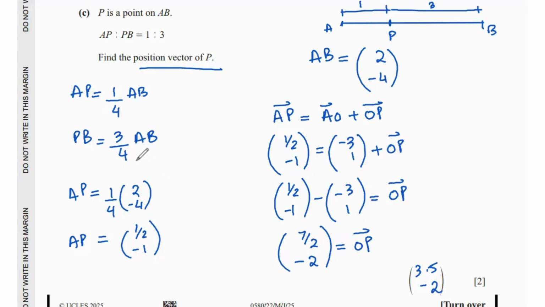We can't use PB over here because we don't have the position vector of B. We only have the position vector for A. So it's ideal that you go for this instead of wasting time on PB.